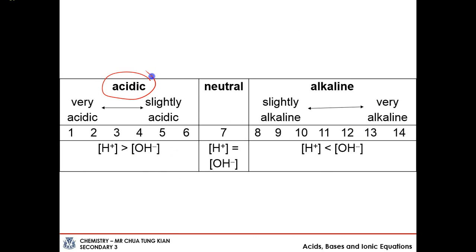For acids, they have more H plus than OH minus. For alkalis, they have more OH minus than H plus, and when it is neutral, they cancel out. So take particular note that in an acid there is still OH minus. It is just that the concentration of H plus outweighs that of the OH minus. Similarly in alkalis, there is still H plus, but the concentration of OH minus outweighs that of the H plus. In neutral, it is the same, equal.